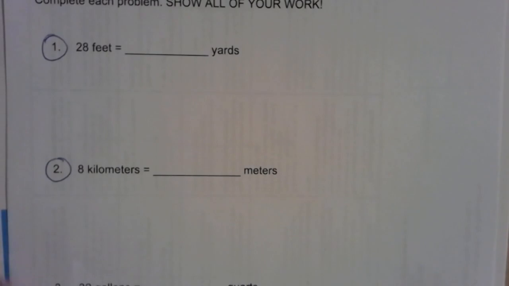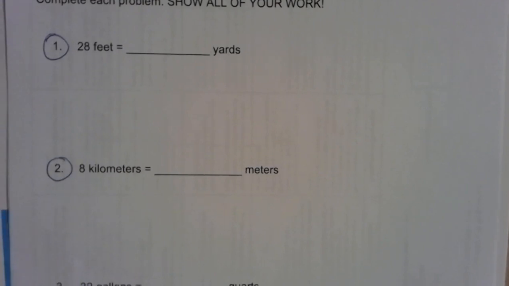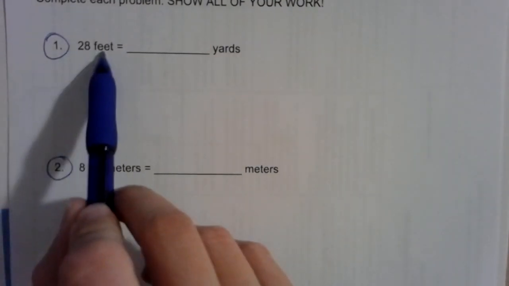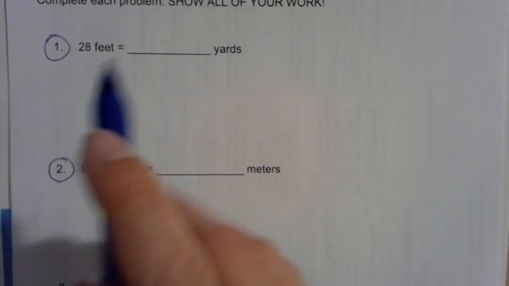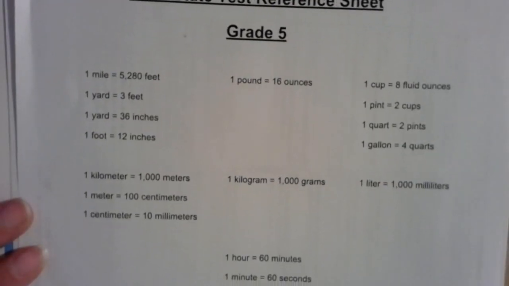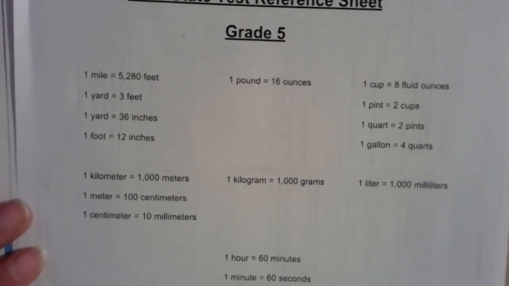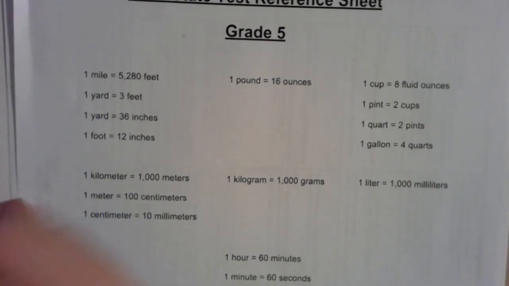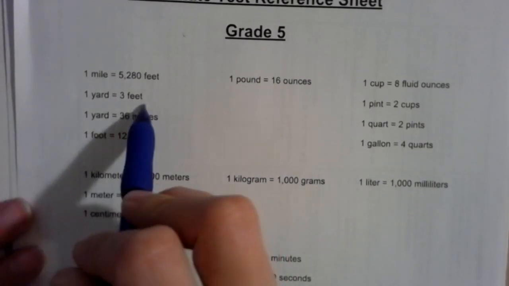For this video, we're going to be covering conversions. So that's going from one unit of measurement to another. So in this case, the question asks for us to take 28 feet and turn it into yards. The first thing the students need to do is use their reference sheet and find the conversion unit for feet and yards. So if we see here, 1 yard equals 3 feet.